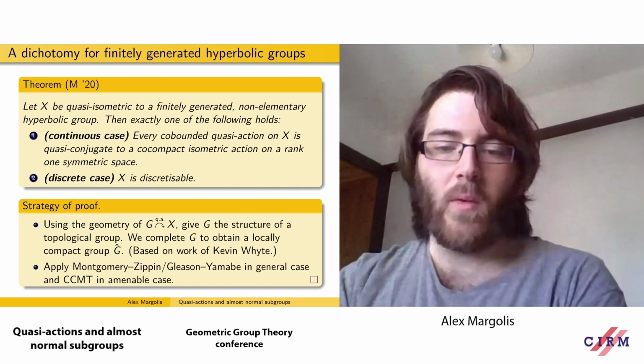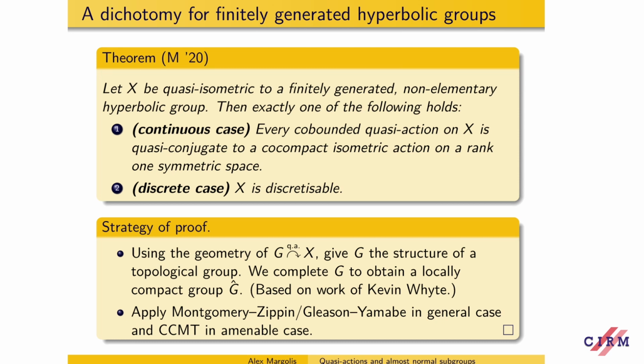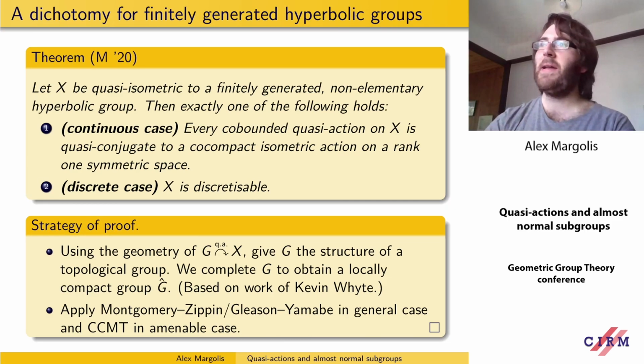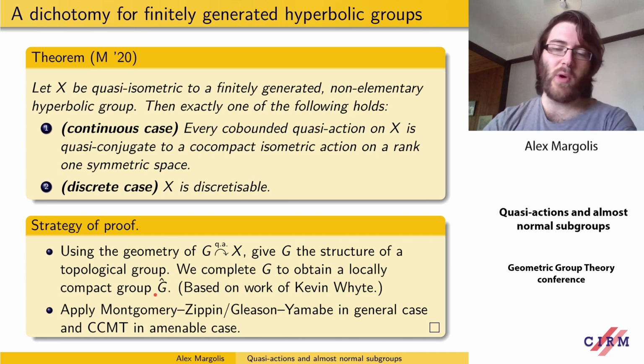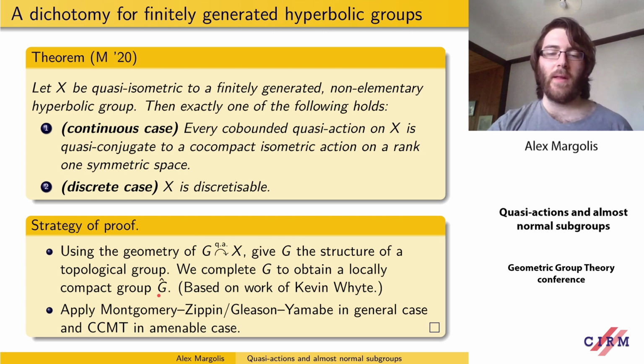And then once we have a nice locally compact group, we apply some structure theory due to Montgomery-Zippin and Gleason-Yamabe in their solution to Hilbert's fifth problem. And we essentially deduce that it's a Lie group or it's discretizable. There's another case to consider, which is when this locally compact group G hat is amenable. So for instance, for the action of the Baumslag-Solitar group BS(1,2) on the Bass-Serre tree, when we complete that, we get a locally compact amenable group, in which case the work of Caprace, Cornulier, Monod, and Tessera that I mentioned on the previous slide characterizes all of these groups.